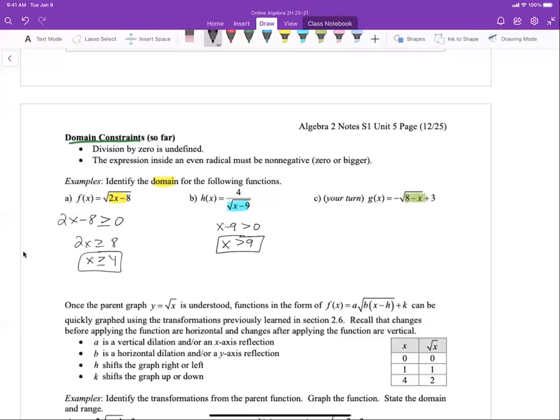Welcome back. I have an even radical, so that's a square root. I have 8 minus x has to be greater than or equal to 0. This radical is not in the denominator, so I don't have to worry about what we did in B.